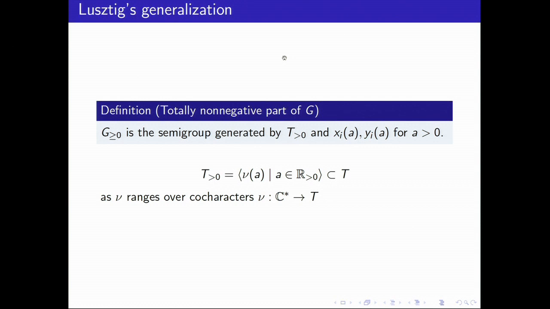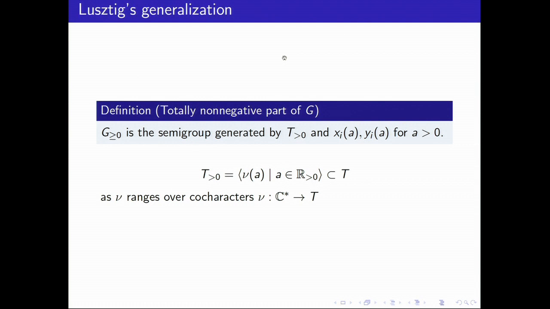Around, I believe, between 15 and 20 years ago, Lusztig turned the Loewner-Whitney theorem around and used it as a definition. The Loewner-Whitney theorem says that the totally non-negative part of the group GL_n is the semigroup generated by some specific generators. And there's a natural analog of these generators for the setting that I just had in the last slide. And Lusztig suggested to define the totally non-negative part of any split real reductive group by using the analogous definition.